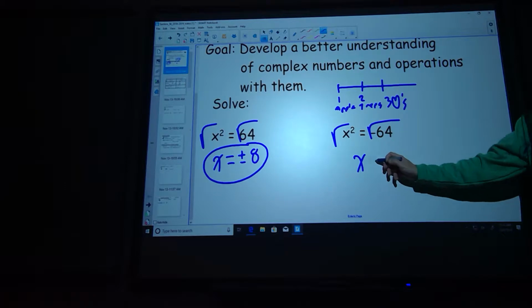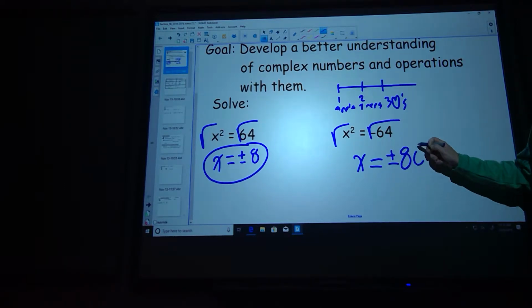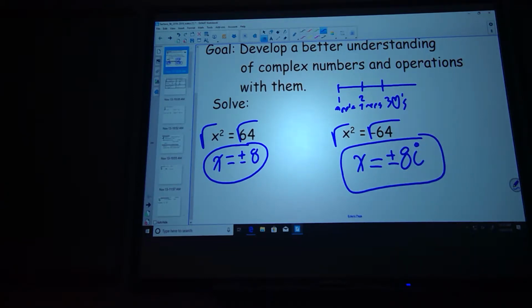But this answer here actually comes out to plus or minus 8i. i is not a variable. i stands for, it is an imaginary number. It just means we had a square root with a negative underneath it.